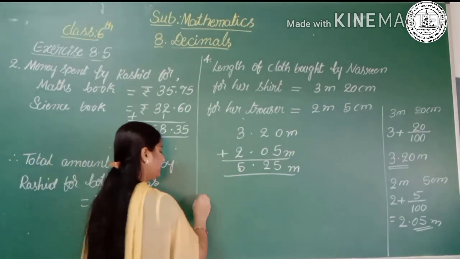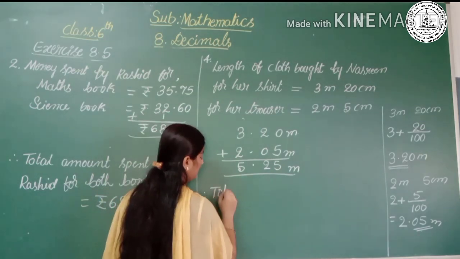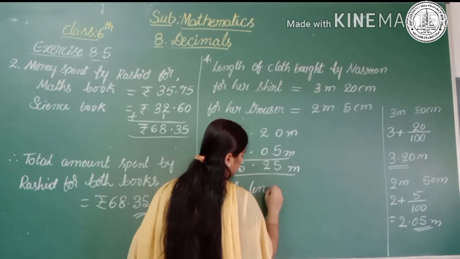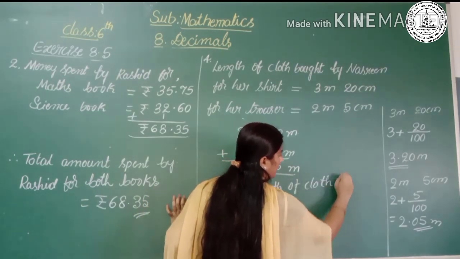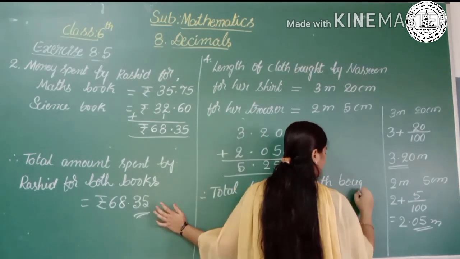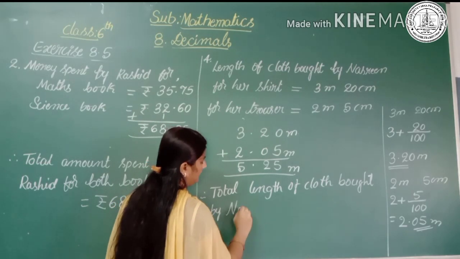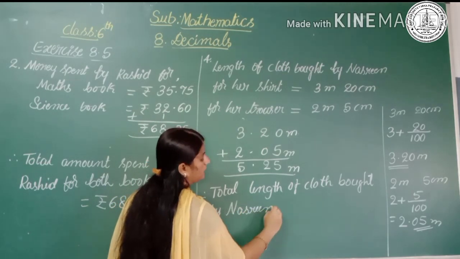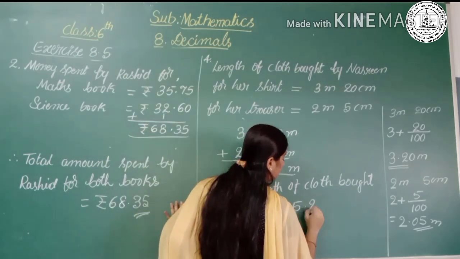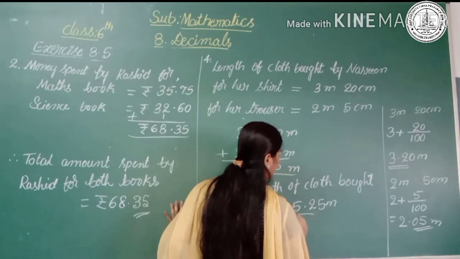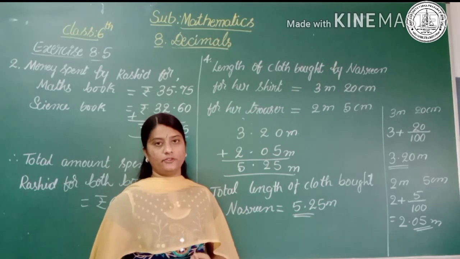Okay. Then therefore write down here total length of cloth bought by Nasreen is equals to 5.25 meter. Okay. Is it clear? Yes. Let's do the fifth question.